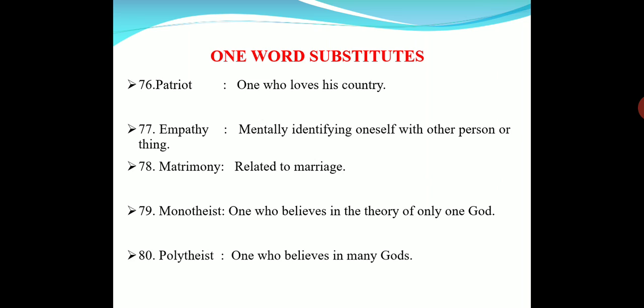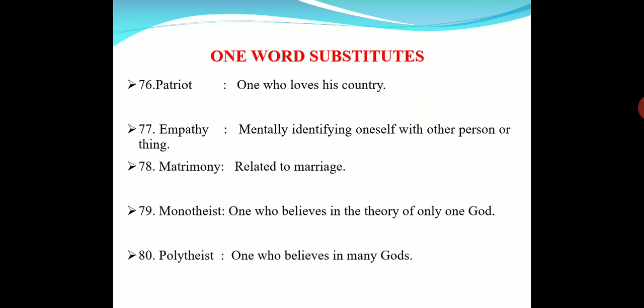Empathy. We have learned this empathy in the life skills. No? Empathy is mentally identifying oneself with the other person or thing and behaving in such a way. If we are in such a stage, what is needed for us. In the same way we have to react to other persons. And matrimony means related to marriage.